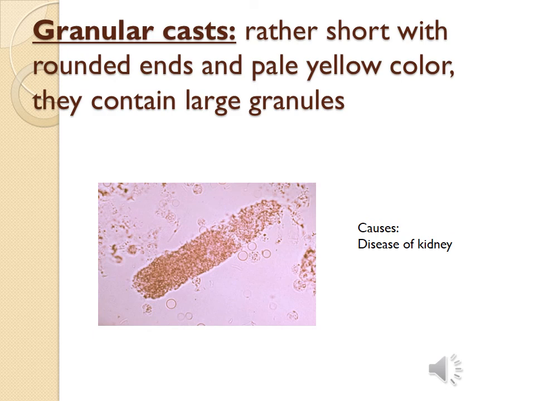Granular casts are casts which were before WBC or epithelial cell cast or RBC cast, and because of long standing time, the cells, the WBCs or the epithelial cells, broke down and became like sand or a granular structure. If these granular casts are present, it indicates chronic kidney disease.